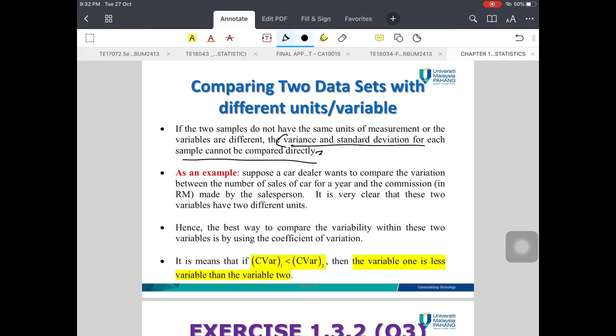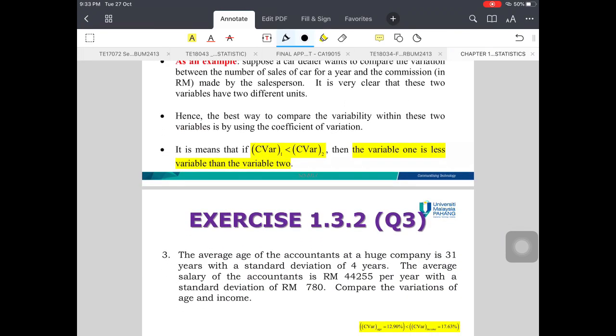We cannot use the variance or standard deviation to see the variability of your data between two datasets if these two datasets have different units. For example, suppose a car dealer wants to compare the variation between the number of car sales and the commission. So we have two different variables. The best way to compare the variability within these two variables is by using the coefficient of variation.